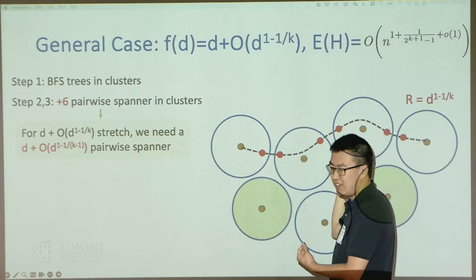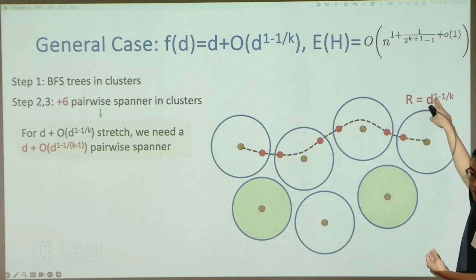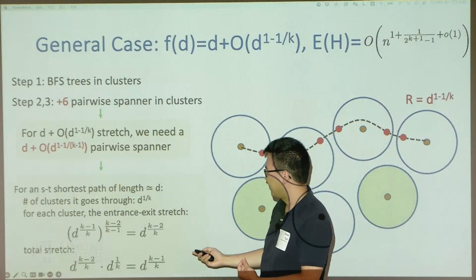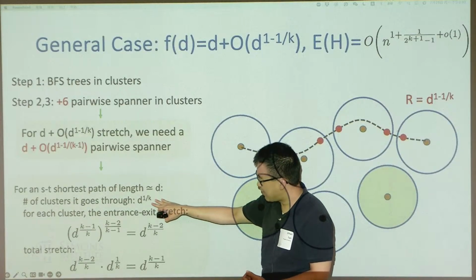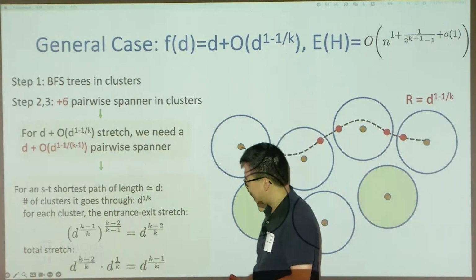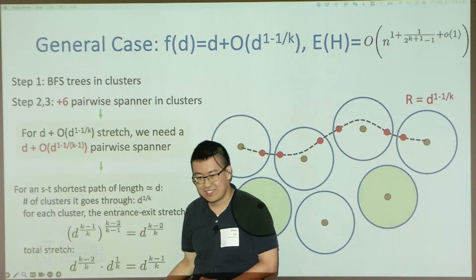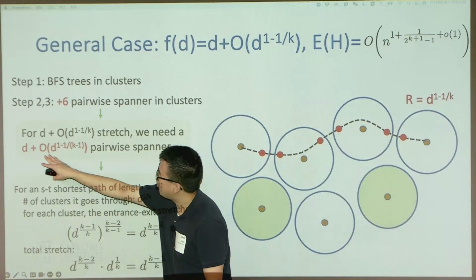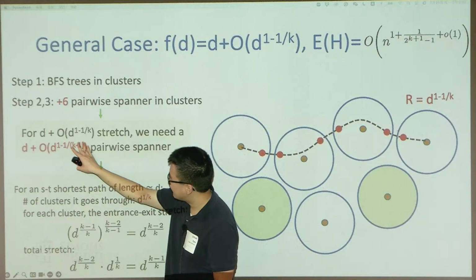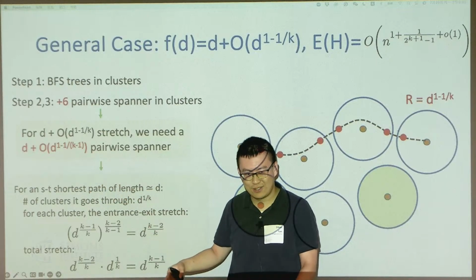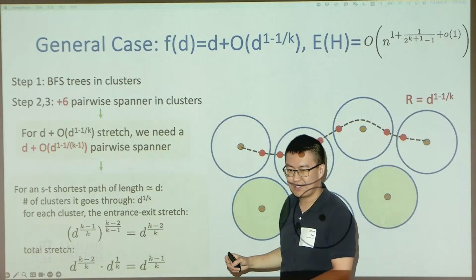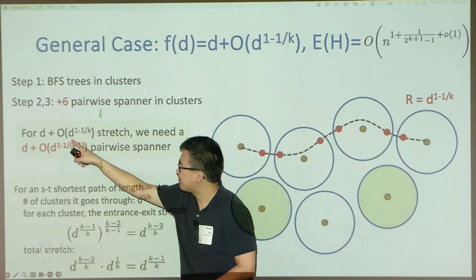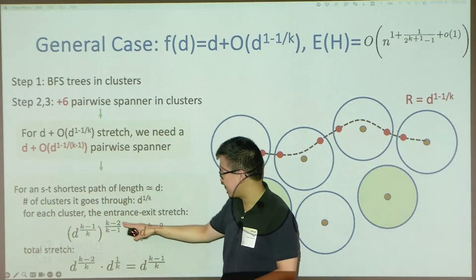So they're at distance d, and now each cluster has radius d to the 1 minus 1 over k. So now the number of clusters they go through is d to the 1 over k. The radius is d to the k minus 1 over k. Now inside each cluster, we don't ever need a plus 6. We only need an O(d to the 1 minus 1 over k minus 1) pairwise additive spanner inside it to eventually get our whole spanner. So plus 6 here is now significantly relaxed. We only need 1 minus 1 over k minus 1, which is k minus 2 over k minus 1.